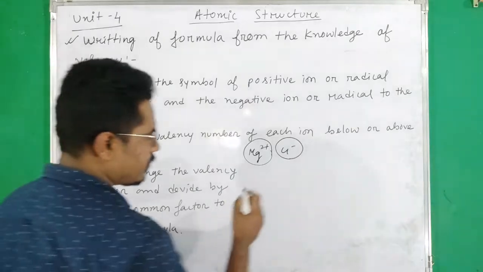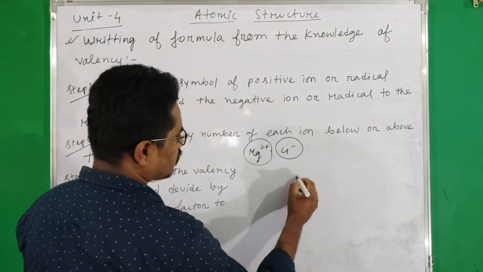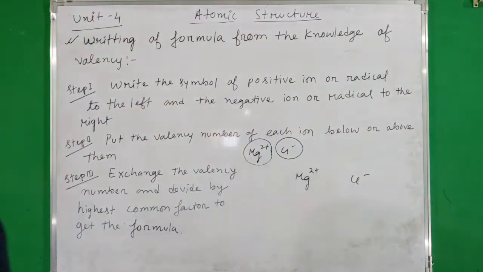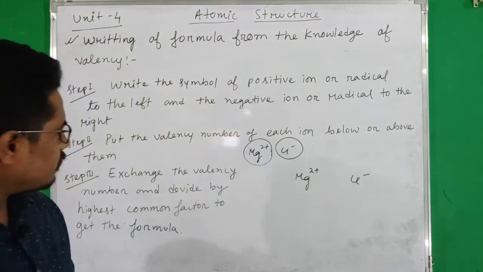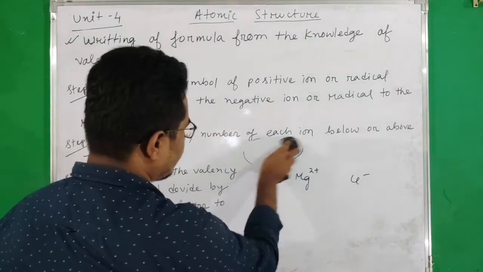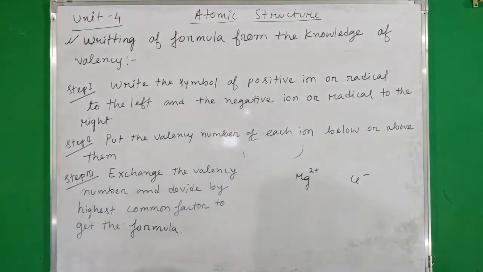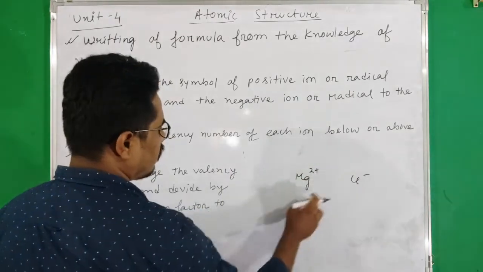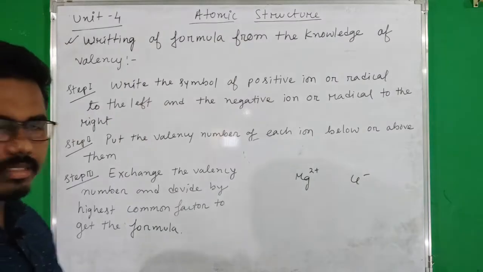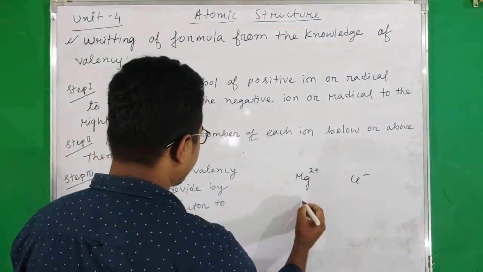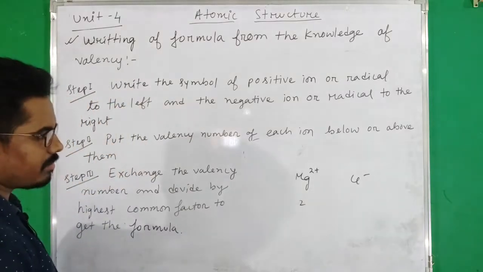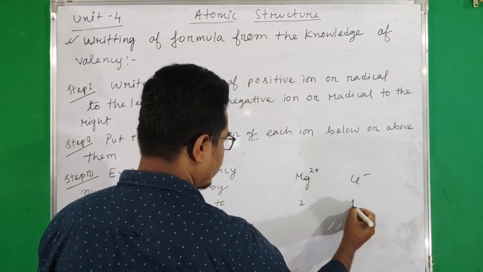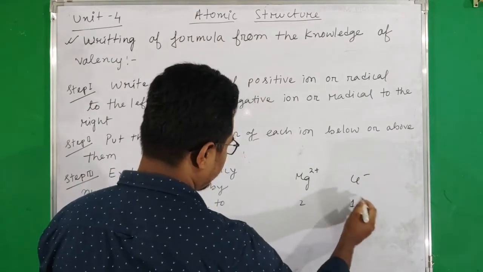So first you have to write the positive ion to left and negative ion to right. Okay, then put the valency number of each ion below or above them. You can put their valency number above them or below them. So here I will put their valency number below them. So here the valency number is 2. So therefore below magnesium I have to put 2. Here the valency number is 1. Therefore below chlorine or chloride ion I have to put 1.